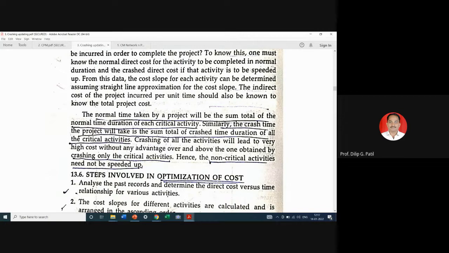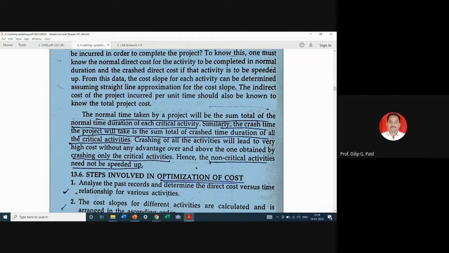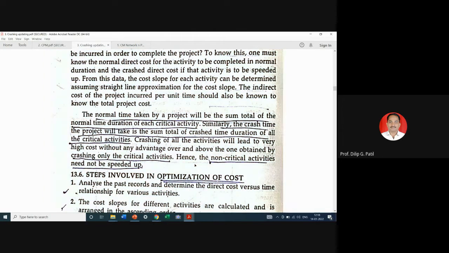Let us go ahead a bit. Crashing of all activities will lead to very high cost without any advantage over and above the one obtained by crashing only critical activities. Hence, non-critical activities need not be speeded up. We have seen that crashing requires extra cost. Therefore, which path do we consider for the project duration? The critical path.